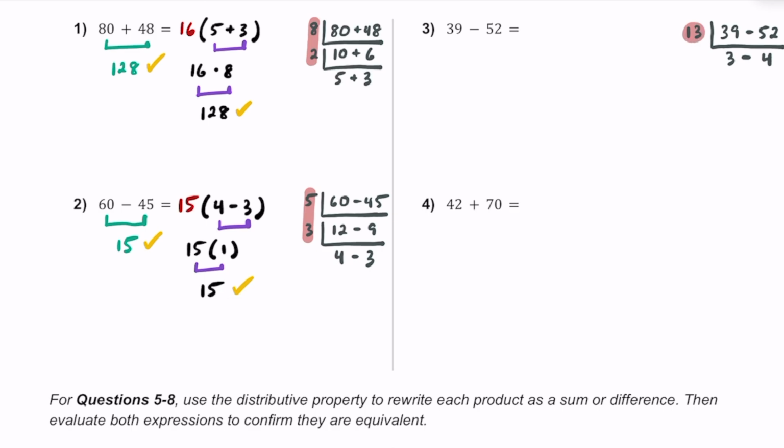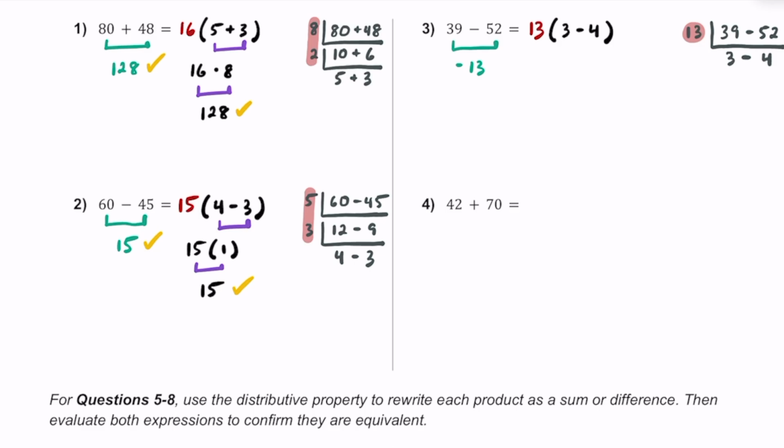So if we rewrite this using the product of the GCF and two relatively prime numbers, we're going to have 13 multiplied by the quantity of 3 minus 4 here. Now, if we just take the difference of 39 and 52, 39 minus 52 is just going to be negative 13.